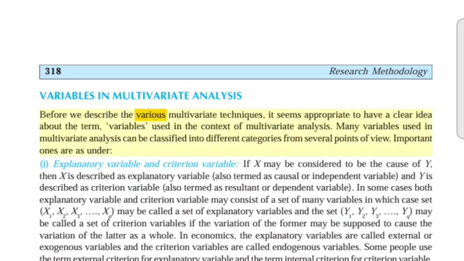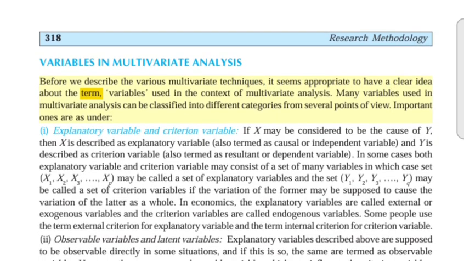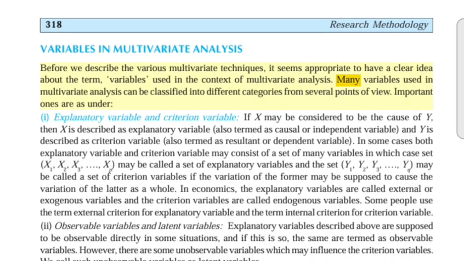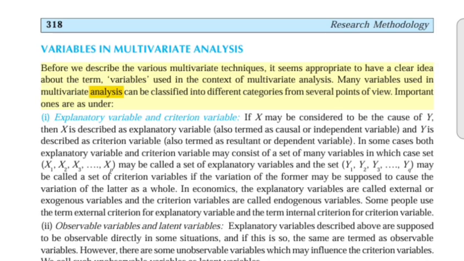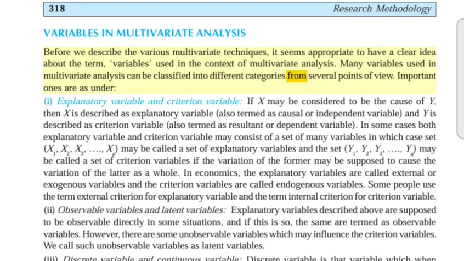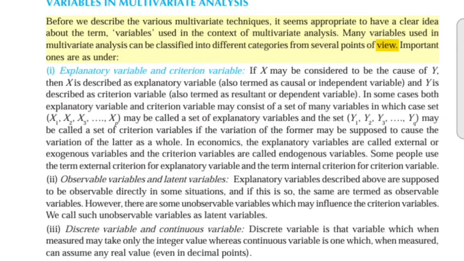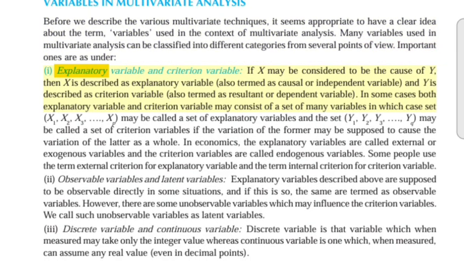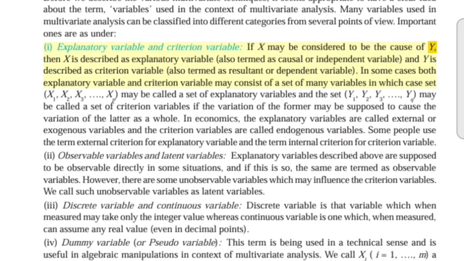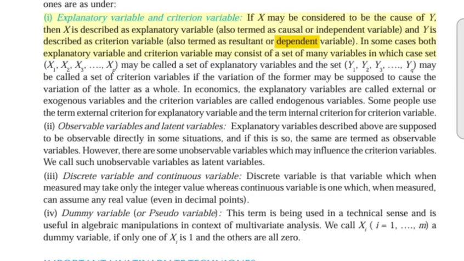Variables in multivariate analysis. Before we describe the various multivariate techniques, it seems appropriate to have a clear idea about the term variables used in the context of multivariate analysis. Many variables used in multivariate analysis can be classified into different categories from several points of view. Important ones are as under. Explanatory variable and criterion variable. If X may be considered to be the cause of Y, then X is described as explanatory variable, also termed as causal or independent variable, and Y is described as criterion variable, also termed as resultant or dependent variable.